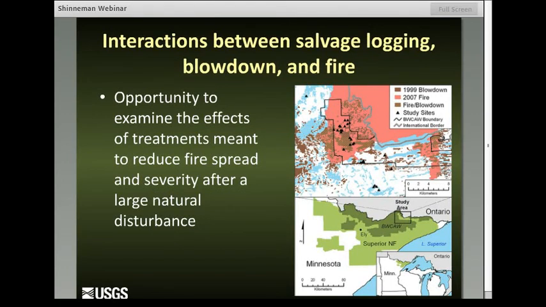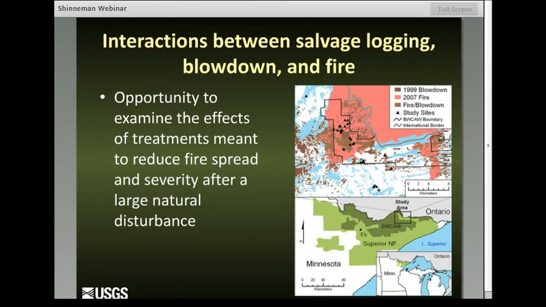Okay, going to switch gears one more time here and talk about a field-based project with Sean Fravor and John Bradford and Brian Pollock and others looking at interactions between salvage logging, blowdown, and fire. And this came about because of a fairly rare sequence of events in the sense that we had three disturbance types that interacted in a way that we could study them and look at the effects quite effectively.